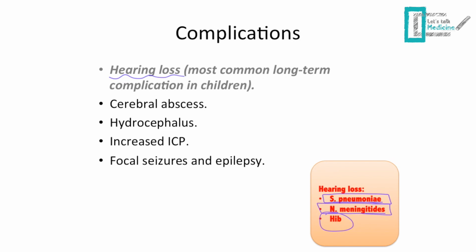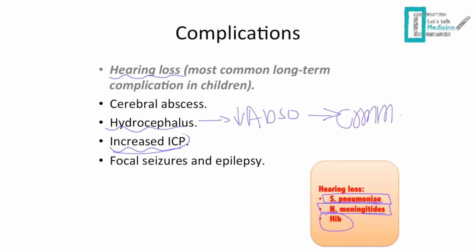Another complication that may result from meningitis is cerebral abscess, which can result from partially treated bacterial meningitis. And then we have hydrocephalus, because meningitis can cause scarring in the subarachnoid space, therefore decreasing the absorption of the CSF, thus causing the communicating type of hydrocephalus. So communicating type, okay?